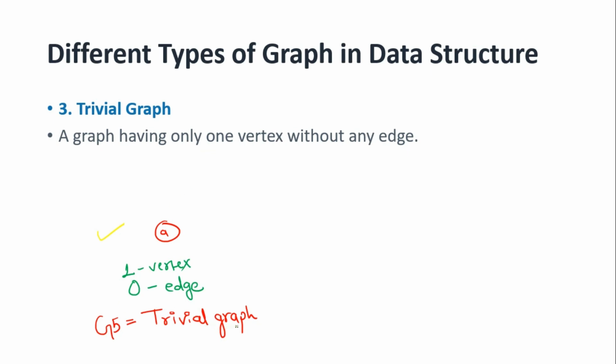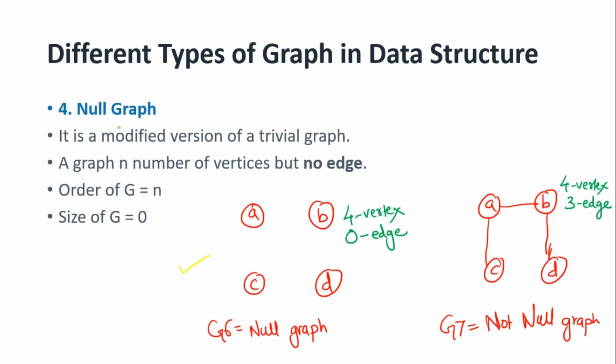Trivial graph. If your graph has only one vertex without any edge, then that graph is called a trivial graph. Here there exist zero edges in the graph, but only one vertex. What if I have another kind of graph in which there exist no edges, but the vertex count is more than 1? Then such a graph is called a null graph.